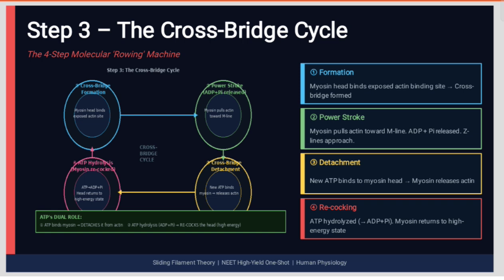Analogy: the cross bridge cycle is like rowing a boat. The oar enters the water, the cross bridge forms. It pulls back, the power stroke. It lifts out of the water, detachment, and is released forward again, recocking. Each stroke moves the boat, which is actin, forward.